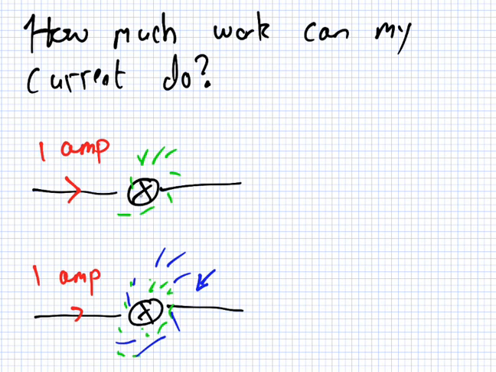So there's something else which we need. Current doesn't tell us all the information about how much work can be done. We need something else called voltage, or volts.